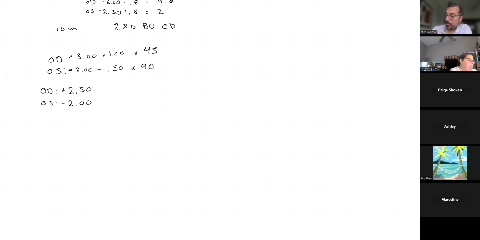So now we solve for how much prism. So right eye is 2.50 times 1.0 centimeters, which gives us 2.50. OS, same thing, -2 times 1 is -2. All right, so this is where I ended up having some fun with this. On the right eye, what is the prism? Is that prism base up, base down? Does anybody want to hazard a guess?